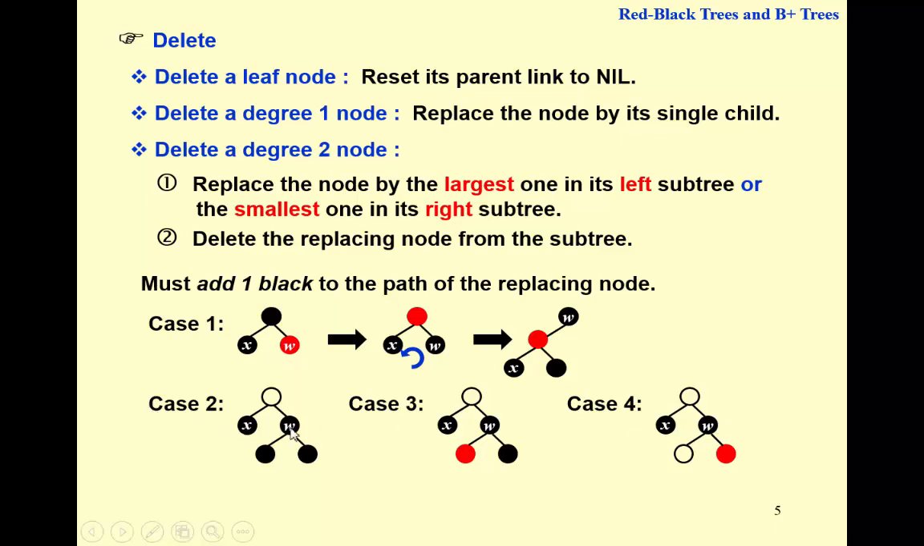Okay, in case 2, both children of its sibling are black nodes. In case 3, its left child is red and right child is black. In case 4, we don't care about the color of its left child, but its right child is red. Now let's check them one by one.